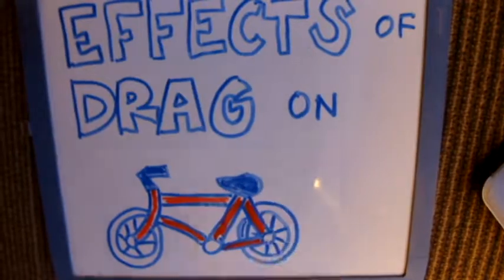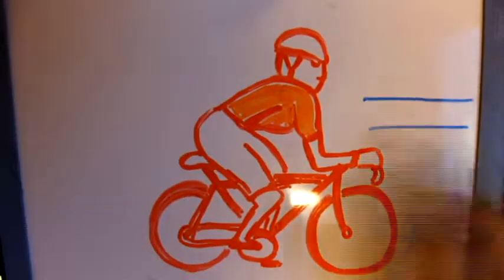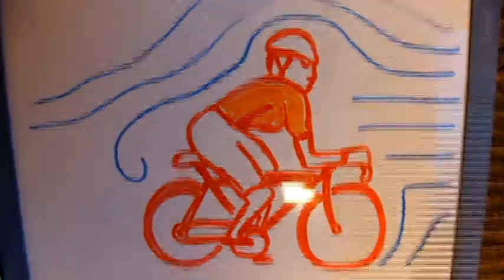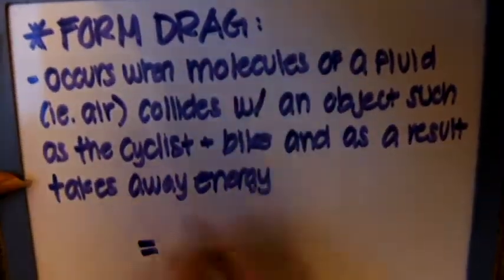Before we get started, let's define drag. There are many types of drag, but the main type we are concerned with is form drag. This type of drag occurs when molecules of a fluid, which is a movable medium that includes air, collide with an object such as a cyclist and as a result take energy away from it. Essentially, these collisions will decrease the velocity of an object.